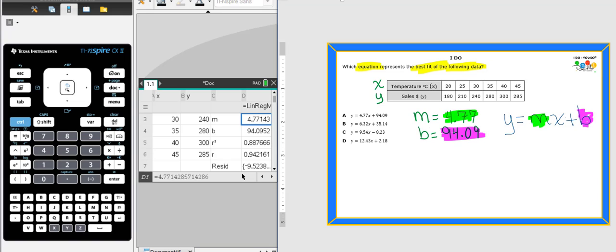Now that I know what I'm replacing, let's go ahead and start. I'm going to write down my equation again. Instead of m, I will write down 4.77, and instead of b, I am going to write down 94.09. And that will be my answer. So let's look at the answer choices. The one that matches this would be letter A. Very good. That's the answer, guys.